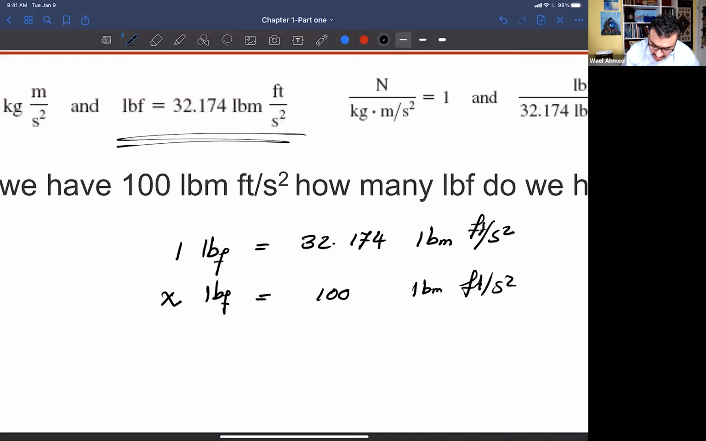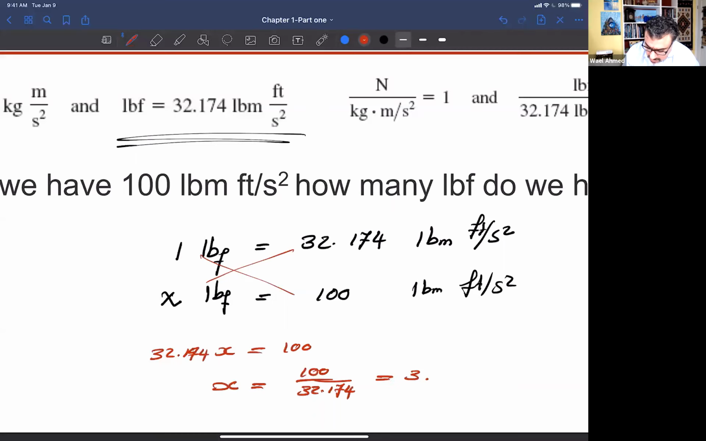Okay. All the time, you can do this very simple cross relation, right? So 32.174 X is equal to 100, and now we try to find X. So X is equal to 100 divided by 32.174. I know I'm trying to be very simple here, but you don't know how many people make these mistakes, right? So this will be 3.108, as some of you were writing. Excellent, right? And this will be pounds force.